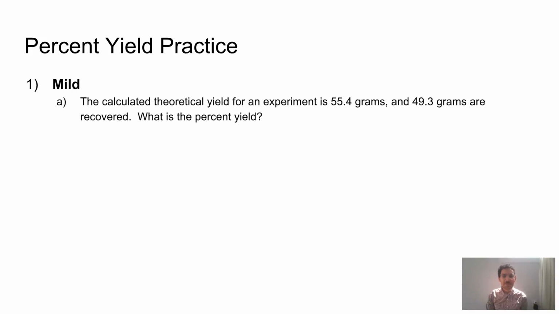Neat. Well, we talked about how to calculate percent yield, so let's just do some practice. You calculate your theoretical yield for an experiment is 55.4 grams, and you only get 49.3 grams. What is the percent yield? Pause the video and think about it.